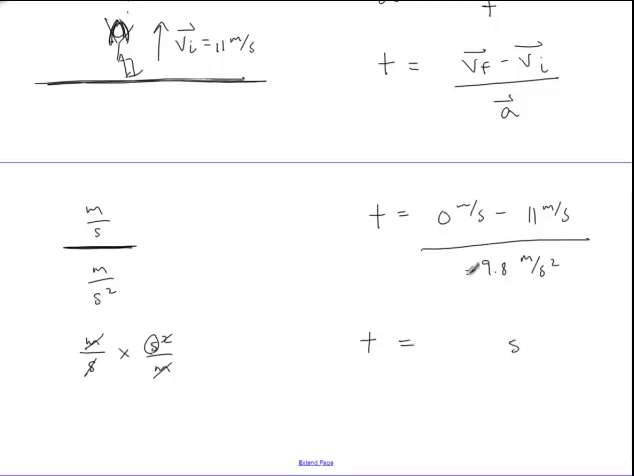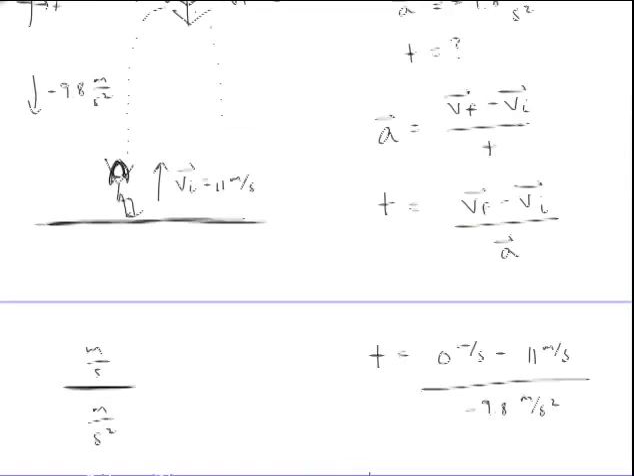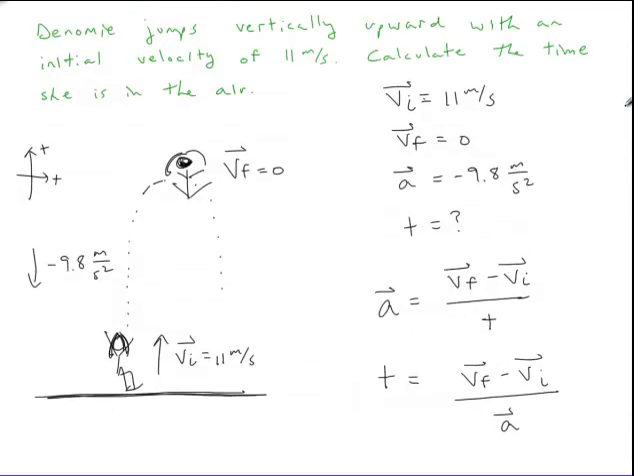So negative 11 divided by negative 9.8, that means you're going to end up with a positive number. If you put that into your calculator, you're going to get an answer of 1.1 seconds. But let's look at this question again. The enemy jumps vertically upward with initial velocity. Calculate the time she is in the air. Well, at this point, she's just up here. She's just halfway.